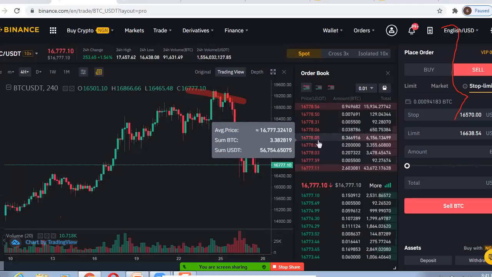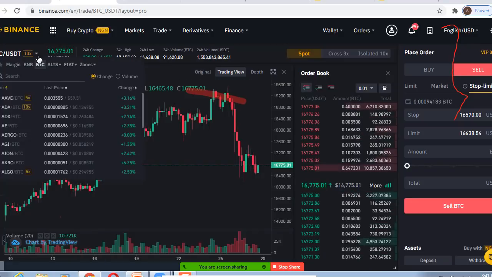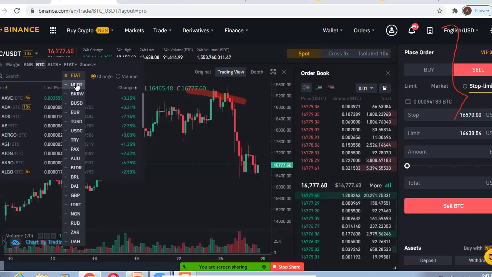We have other stable coins. BUSD is a stable coin. TUSD is a stable coin. USDC is a stable coin. So whatever USD is a stable coin. They are all here. See, they are BUSD, USDT, TUSD, USDC, and PAX. These are all stable coins. The ones I mentioned now are all stable coins.